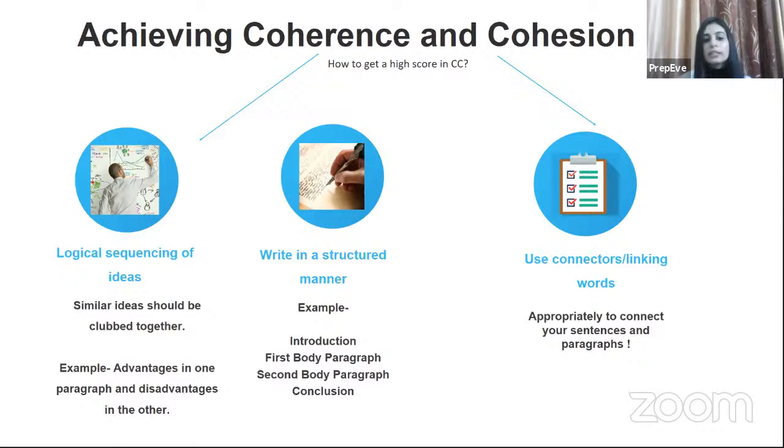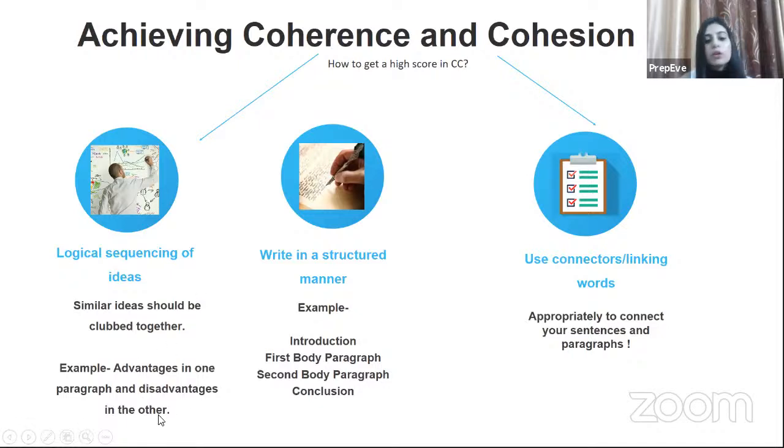So if the question is asking you about problems and solutions of a particular topic or a particular issue, the first paragraph should talk only about the problems and the second paragraph should talk only about the solutions. Don't write them alternatingly. It should not be like one problem, one solution, one problem, one solution. That's not the right way of sequencing your ideas. Just like when you're writing about your routine, you start from morning till night, not from afternoon, morning, night. It should be a proper sequence.